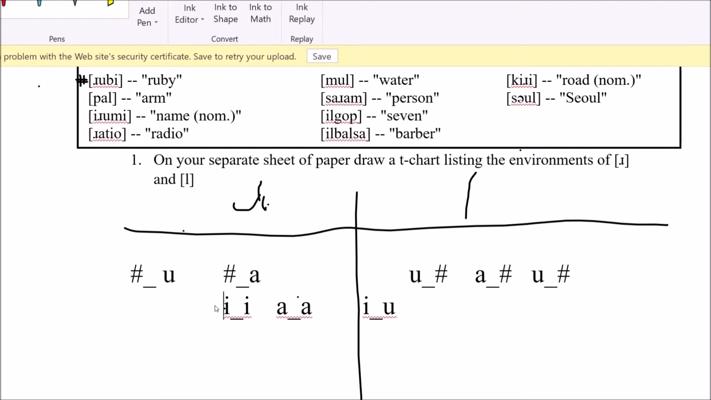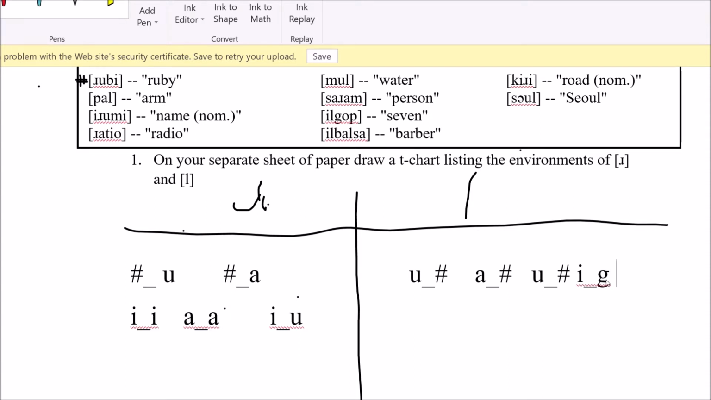Got my words here creeping over, so let's move that back. And then we're going to keep going for the rest. Here we have ilgo and ilbalsa. So in ilgo, it is between an E and the G sound. So between E and G.